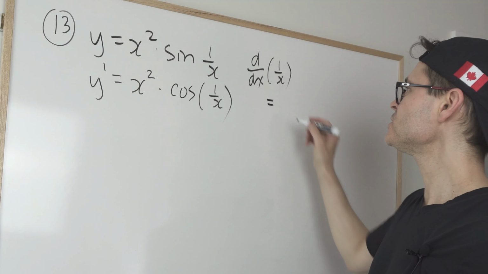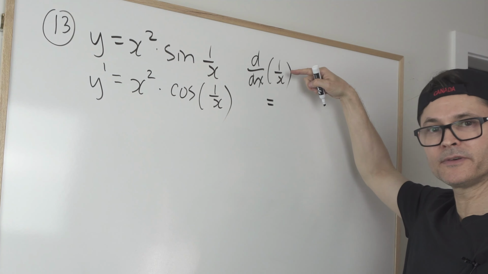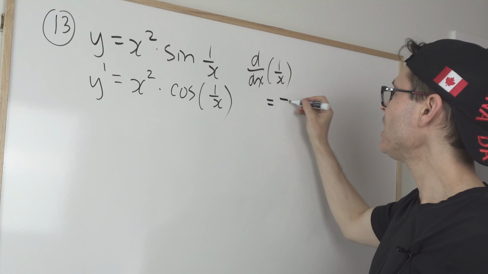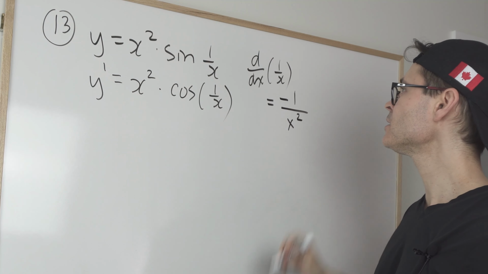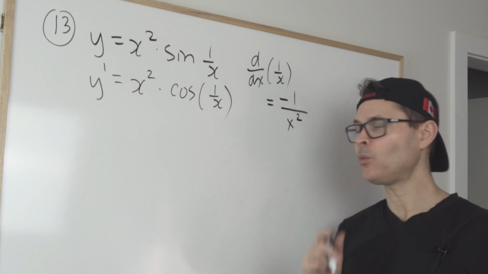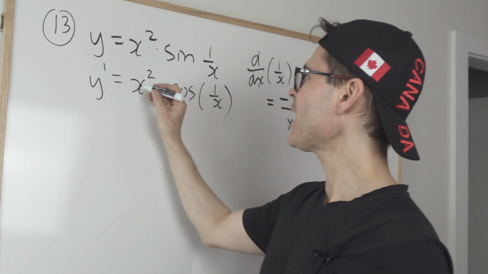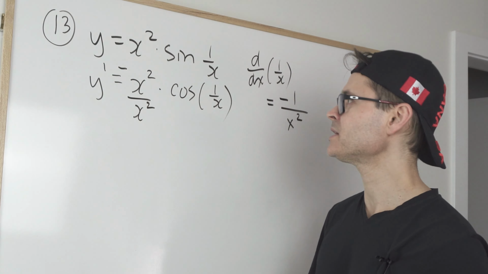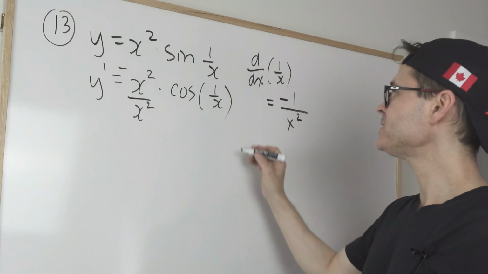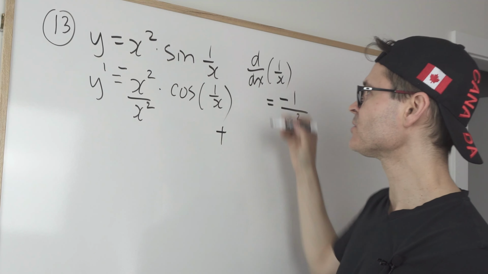Well, you could use the quotient rule, so the bottom times the derivative of the top, which is 0, minus the top times the derivative of the bottom, which is 1, all over the bottom squared. So it's actually equal to negative 1 over x squared. Look at that, it's going to make a negative, and I'm going to put the x squared right there, which is going to cancel with that x squared. I'm not done yet, plus this times the derivative of that.